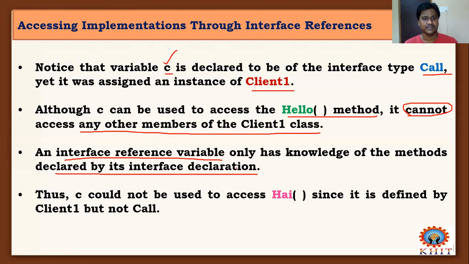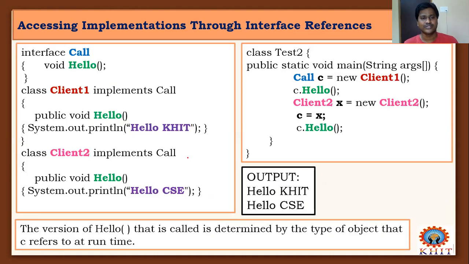Okay, and this reference variable has only the knowledge of those methods only, and not other local methods defined by the classes. And this C could not be used to access the hi method, since it is defined by client1 but not call. Call is an interface. So this is the point to remember when we are going to apply the concept of accessing implementations through interface references.